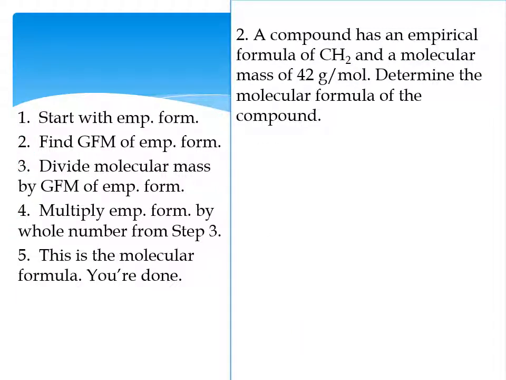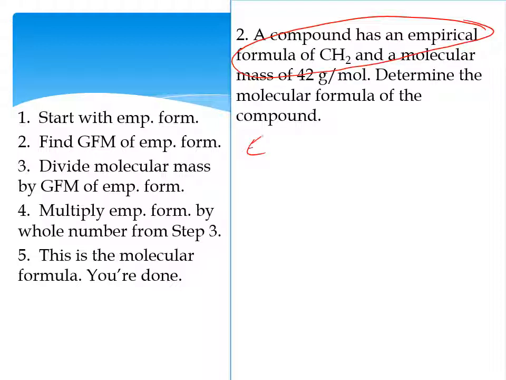Next one. Different question, same steps, you're going to do the exact same thing. Again, you've got the steps on the side written down to help you through this. Question 2 says a compound has an empirical formula of CH2 and a molecular mass of 42 grams per mole. So just to get some information out of this before we move on, it says it has an empirical formula of CH2. That's our simple version.